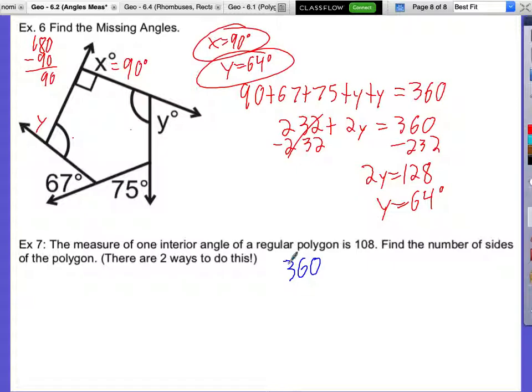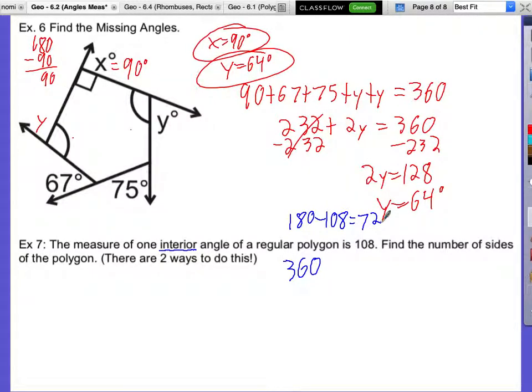As what kind of angle? Interior, we can figure out the exterior. How would we figure out the exterior? 180 minus... Alicia, if we have an interior angle, how can we find an exterior angle? 180 minus 108. Take 180, subtract 108, and we get 72.